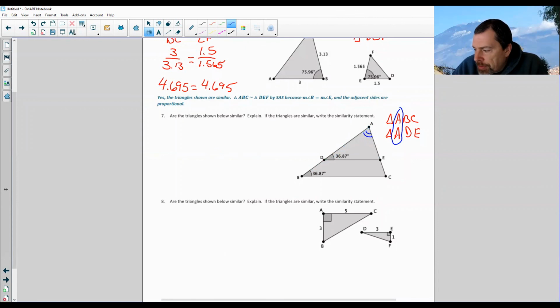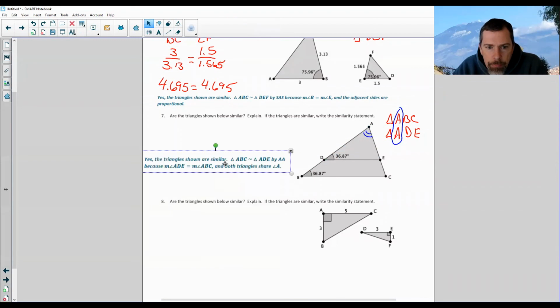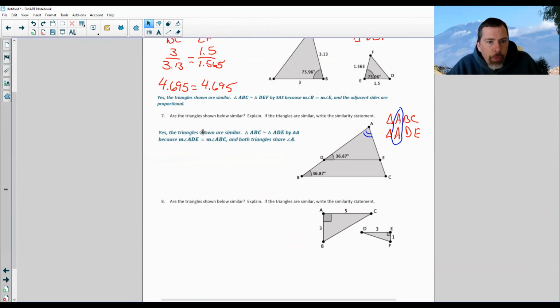So here's what we can say. We can say, yes, the triangles shown are similar. Triangle ABC is similar to triangle ADE by angle-angle because the measure of angle ADE is congruent to the measure of angle ABC and both triangles share angle A.